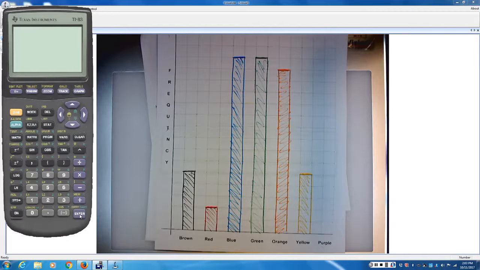Does your bar chart look like mine? Would you be surprised if it did? You should be.